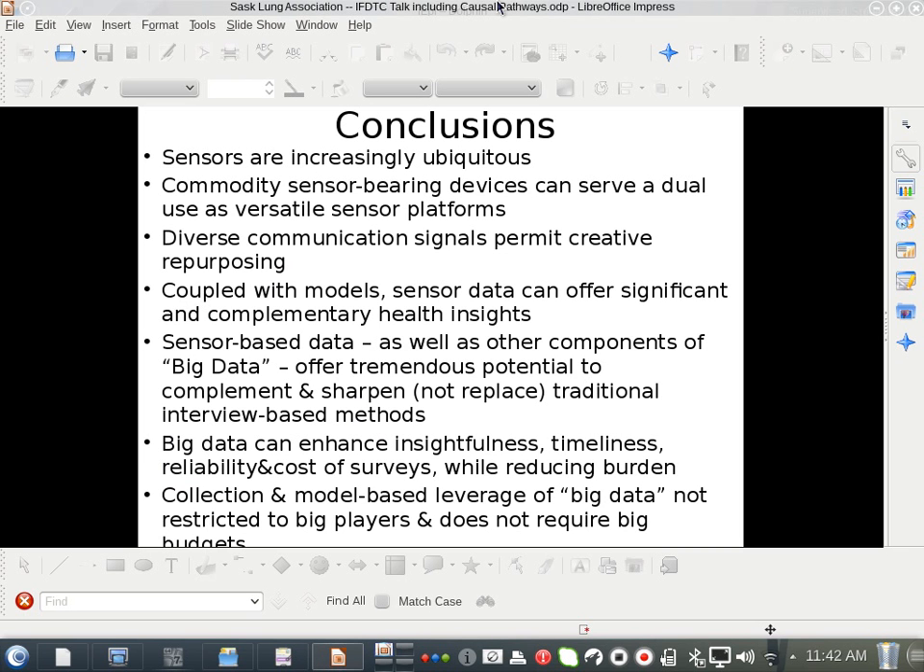So, sensor-based data here can really complement traditional data sources and help us build more effective models in which we have a greater degree of confidence. Big data can enhance the insightfulness, timeliness, and reliability of traditional techniques such as surveys as well as of models. And doing this is increasingly open to researchers in the rank and file, not simply large statistical agencies like Statistics Canada, corresponding Centers for Health Statistics in the States, or corresponding agencies here in Canada.